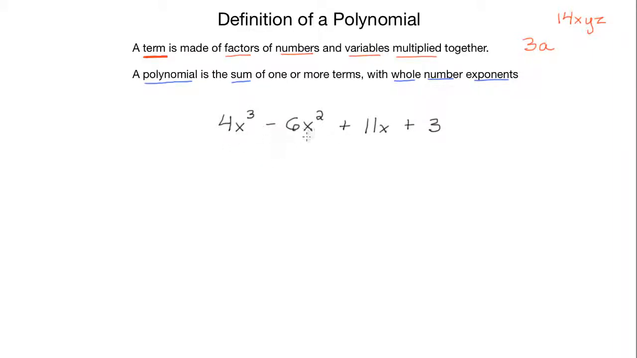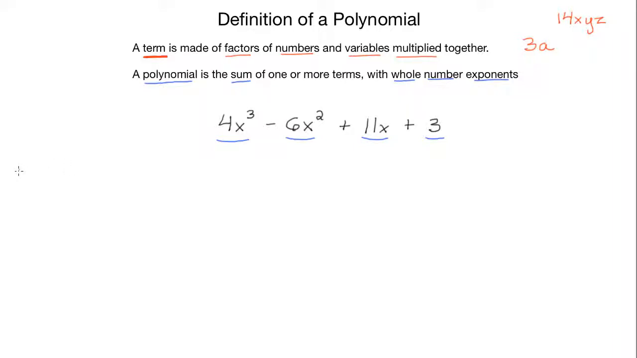We have a polynomial with 4 terms. 4x to the third is one term. Negative, or that minus 6x squared, is another term. The plus 11x is a term, and this last one is a term as well. So let's talk about this polynomial. We're going to get into some more words here.